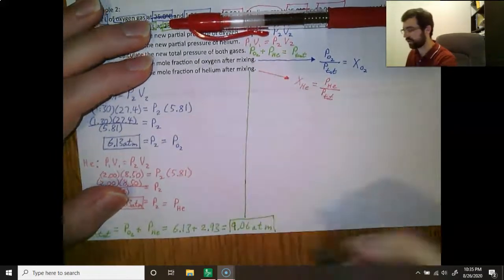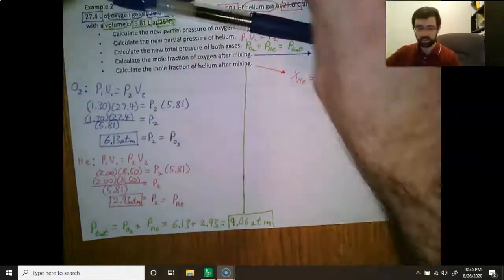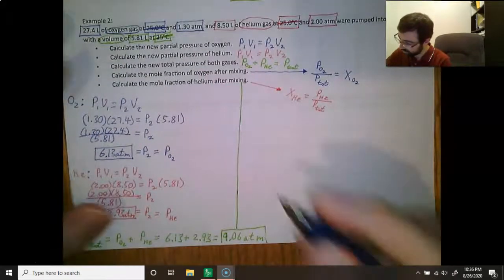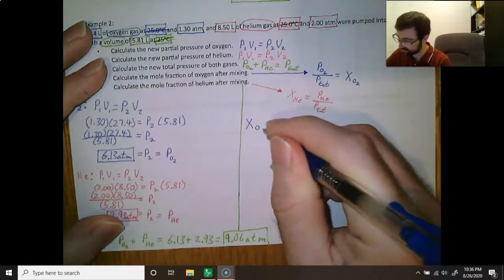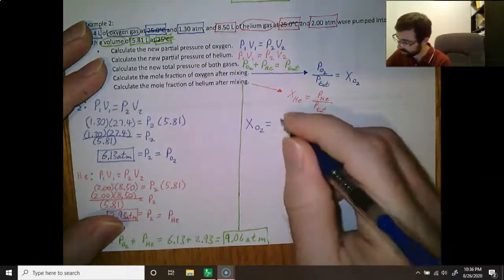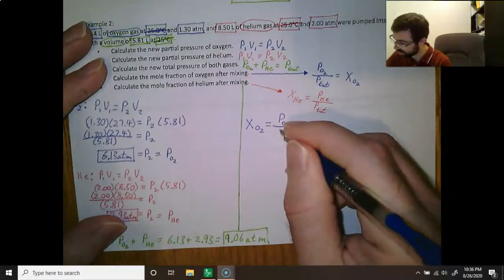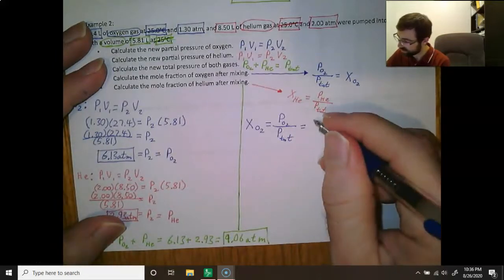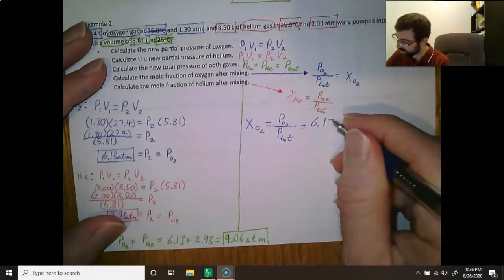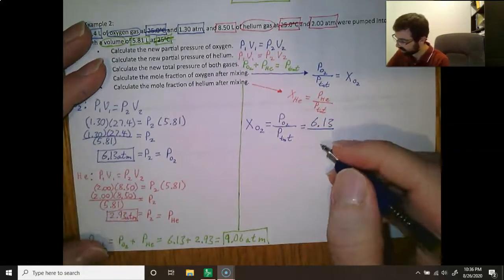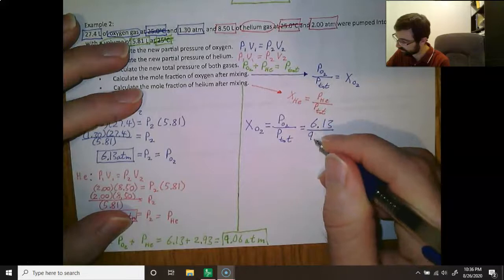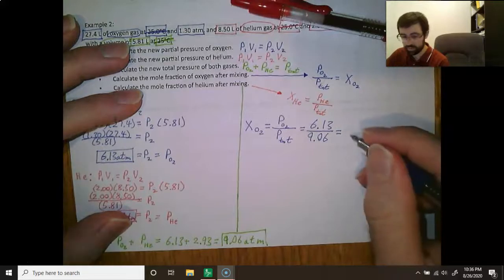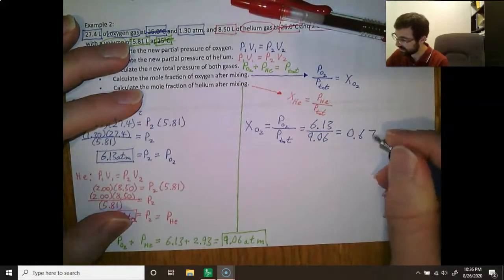I'm just going to draw a line there to keep it separate. Let's find the mole fraction of O2. The mole fraction of O2 is going to be our pressure of O2 over our total pressure. In other words, 6.13 over the total pressure, which is 9.06. And that's going to give us 0.677.